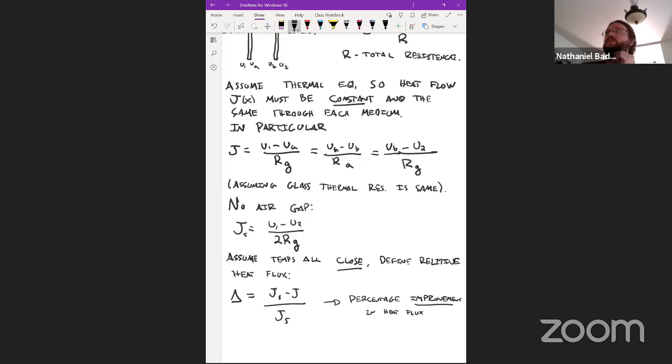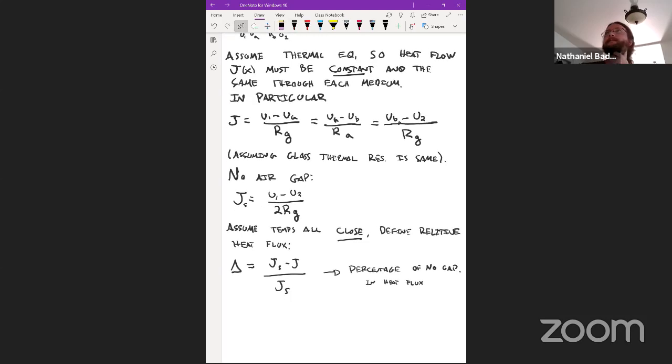Or sorry, this is the percentage of the total of no air gap. Oh no, sorry, it is the percentage improvement. Right, because if J is almost J with no air gap, then the numerator will be very, very small.